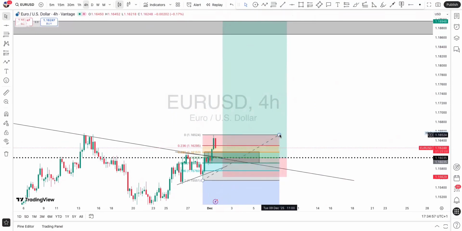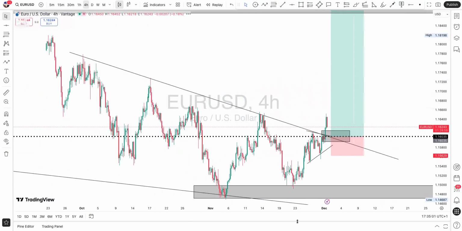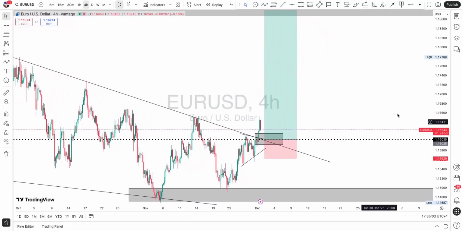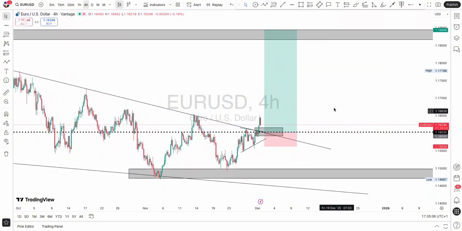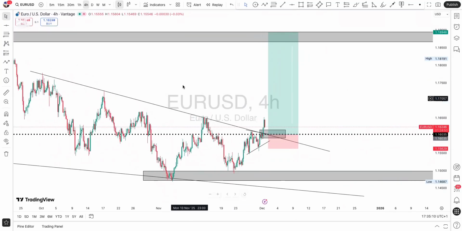So get ready, and this is the overall direction of EURUSD, and you're going to see it happening. Just watch out. You're going to see it happening, right?